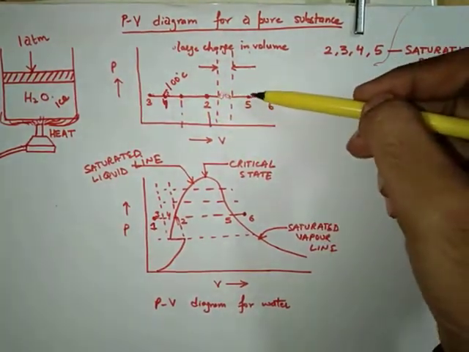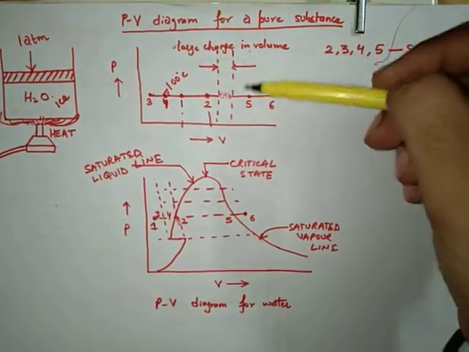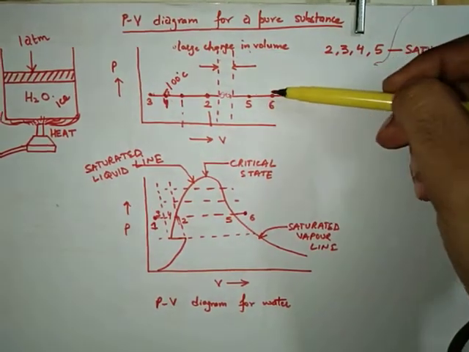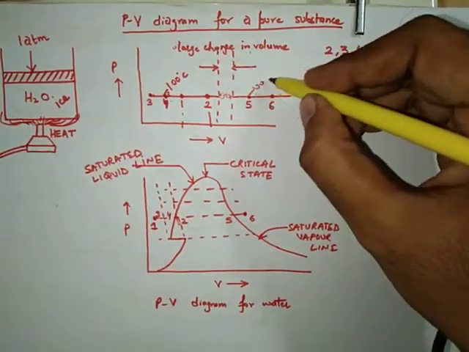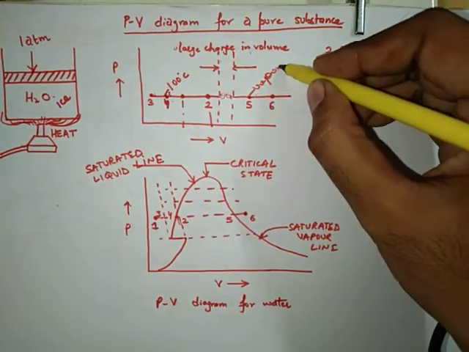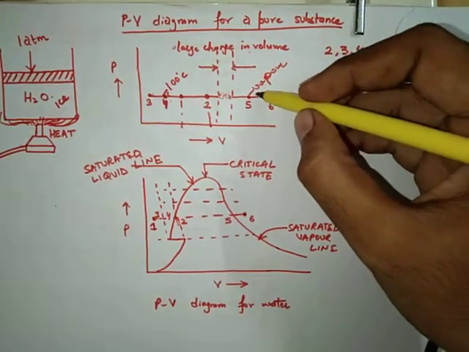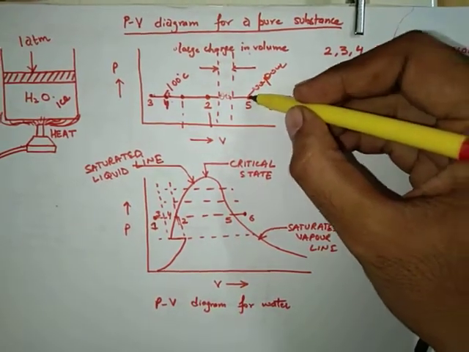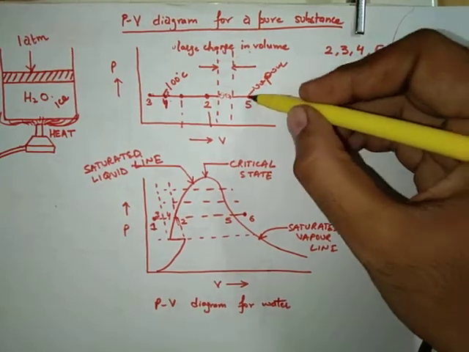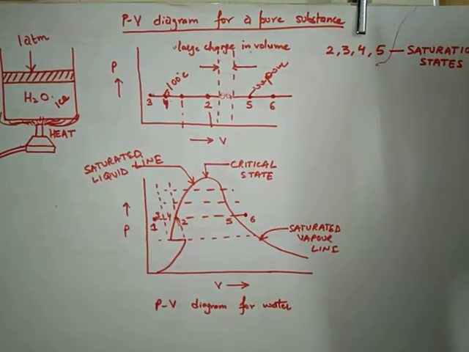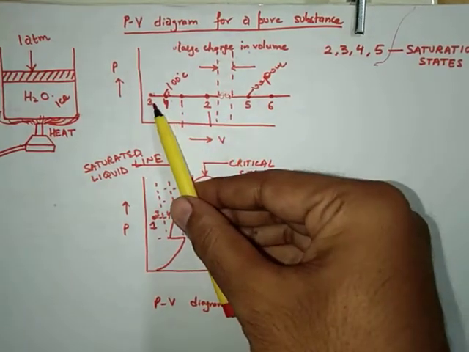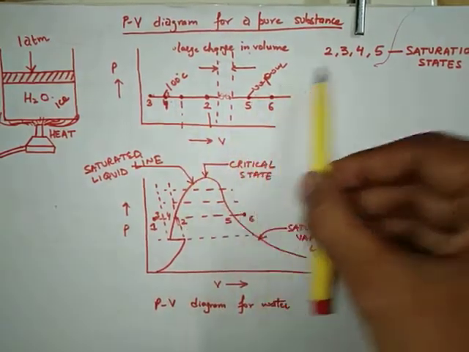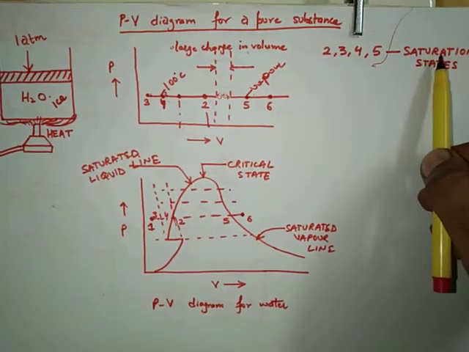From point 4 to point 5, there is a large change in volume, and from point 5 to point 6, the vapors which were formed at point 5 increase in temperature and their volume also increases.